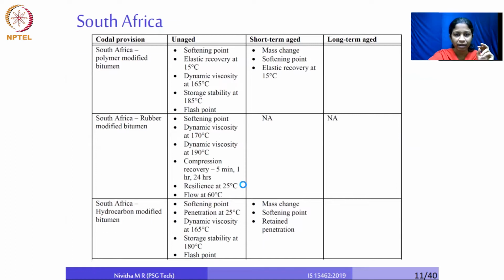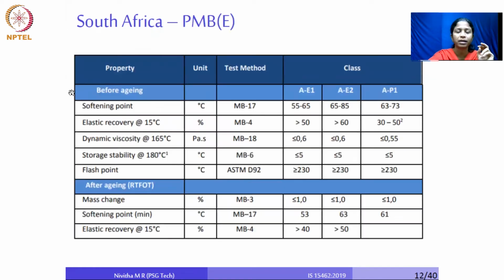Right. So I also have the specification. This is for the elastomer modified bitumen. We have two types, E1 and E2, and one plastomer. I'm sorry, this is for the polymer modified bitumen. Right. So we have E1, E2, and a plastomer. So you can see these values will vary depending on the type of modifier, but these are the parameters that are mentioned.